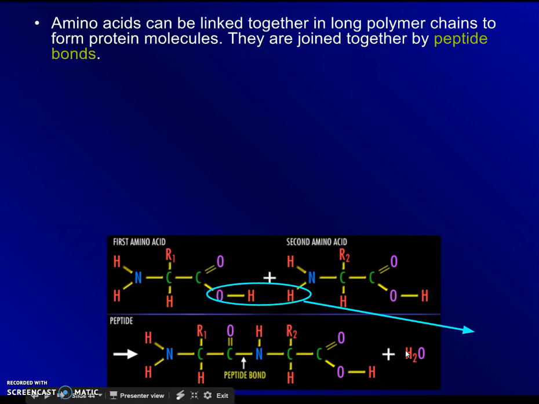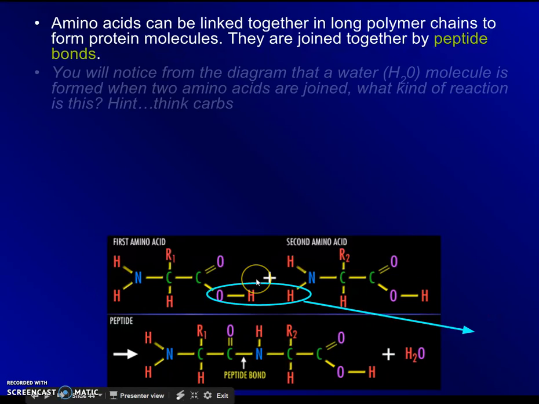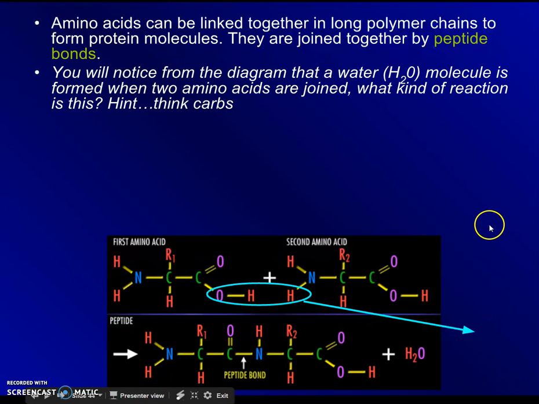Amino acids can be linked together in long polymer chains to form protein molecules. They are joined together by what we call peptide bonds. A peptide bond is when a carbon and a nitrogen bond together. So you can write a C, bond N, and then you have a peptide bond. So let's take a look. You will notice from the diagram that a water molecule is formed when two amino acids are joined. What kind of reaction is this?